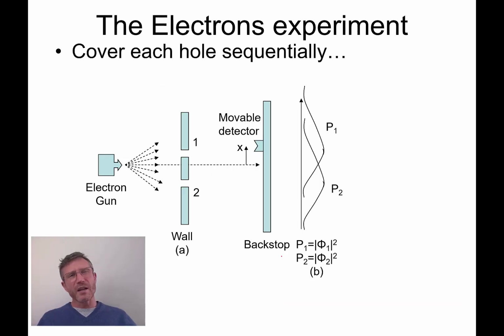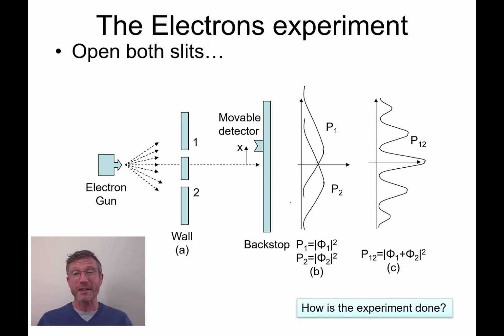And of course, if we cover each hole, what we're going to find is indeed we get the very typical results. By the way, we get these results for both the wave-based experiment and for the bullet-based experiment. We get these very predictable probabilities. But what happens when we have both slits open? It turns out that we end up seeing an interference pattern. Okay, so what does that tell us?